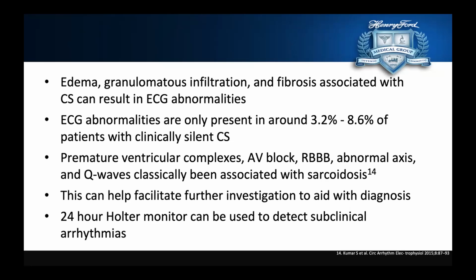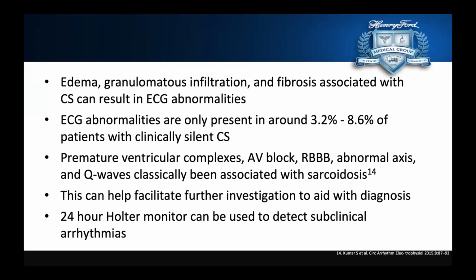Edema, granulomatous inflammation, and fibrosis with cardiac sarcoid can result in ECG abnormalities. And again, this is present in about 3 to 9% of patients with clinically silent cardiac sarcoid. You can have PVCs, or premature ventricular complexes, as I mentioned, varying degrees of AV block, abnormal axis, and Q waves, which are commonly associated.